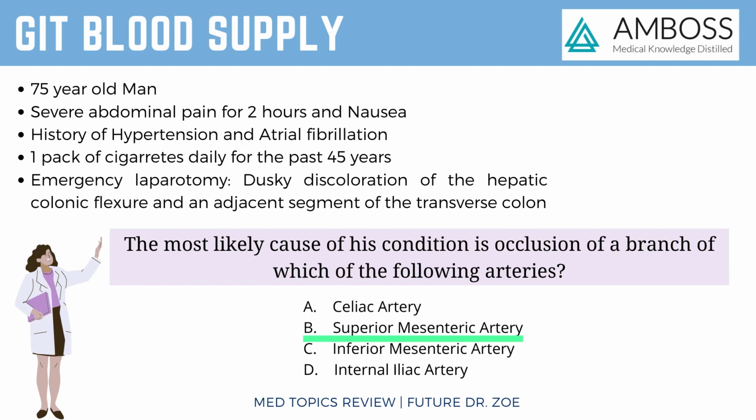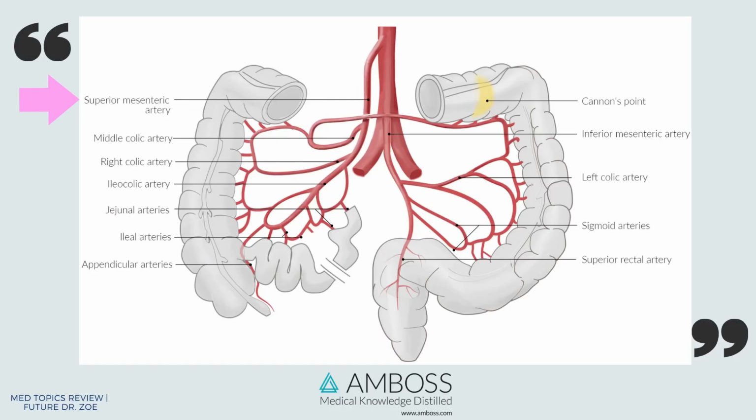So now the next question is, based on the location of the discoloration, which artery was occluded? The superior mesenteric artery. If again we recall our anatomy, we know that the superior mesenteric artery supplies the small intestines, ascending colon, and the first 2/3 of the transverse colon. So in this question, wherein the hepatic colonic flexure and the adjacent segment of transverse colon are within the 2/3, we know that, okay, then it was most likely supplied by the SMA.